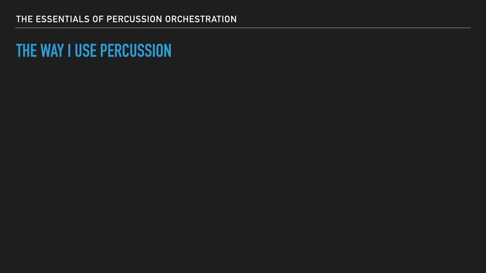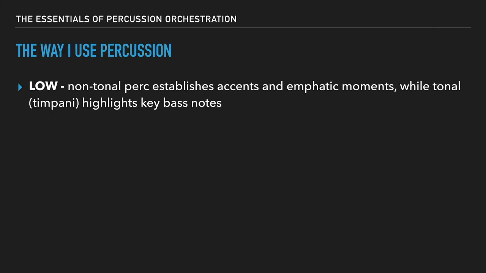So the way I specifically use percussion myself is, for the low percussion, I like to use the non-tonal percussion specifically, like the bass drum, to establish accents and emphatic moments. Like if I'm rising up to a climax, if I'm crescendoing in a certain passage and I'm landing in a new beat or a new bar, then I definitely want that moment to be felt more, right? So I'll most likely use a bass drum to emphasize that downbeat.